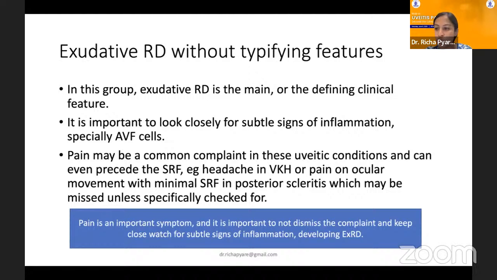It is important to look closely for subtle signs of inflammation. Pain may be a common complaint in these uveitic conditions. It may even precede this SRF. For example, headache in VKH or pain on ocular movements with minimal SRF in posterior scleritis, which may be missed unless specifically checked for. So I'd like to reiterate that pain is an important symptom, and it is important to not dismiss this complaint, which can be a tendency, especially in a busy clinic. So a close watch for subtle signs of inflammation and developing exudative RD is important.